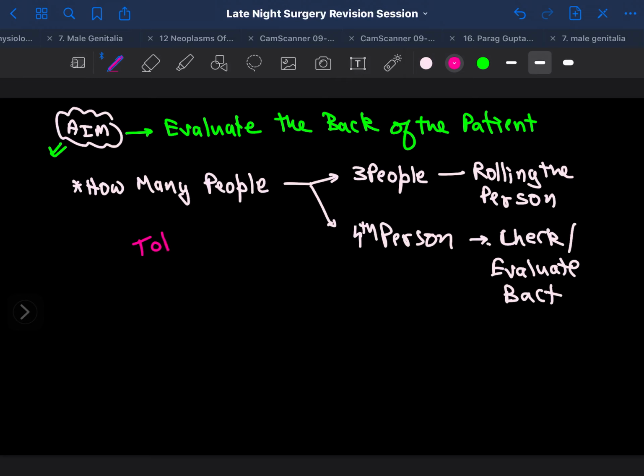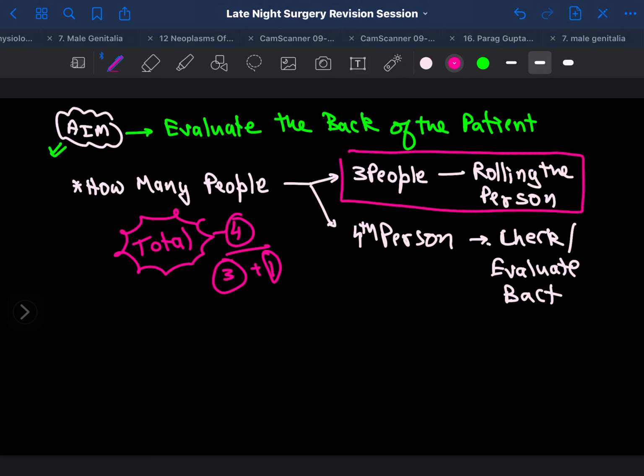So in all, how many total people are required? Please understand the total people required are 4. Out of these 4, 3 are basically to roll the person and 1 is to evaluate the back of the person. So if they ask you how many people are needed to roll the person, the answer would be 3. If they ask you in all how many people are needed for the log roll maneuver, it is 4. Okay, I hope you get this particular point.